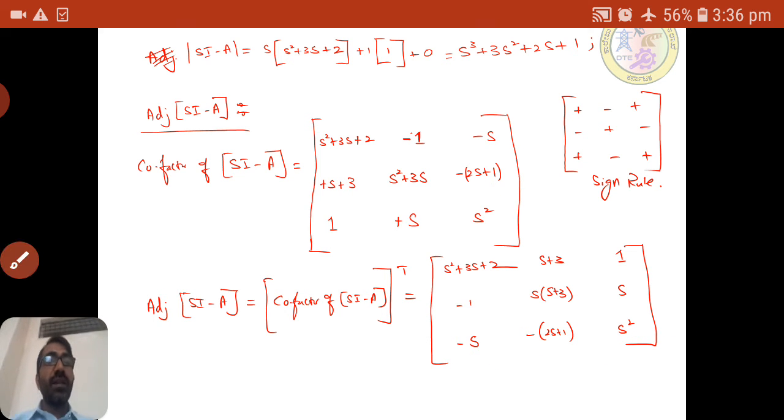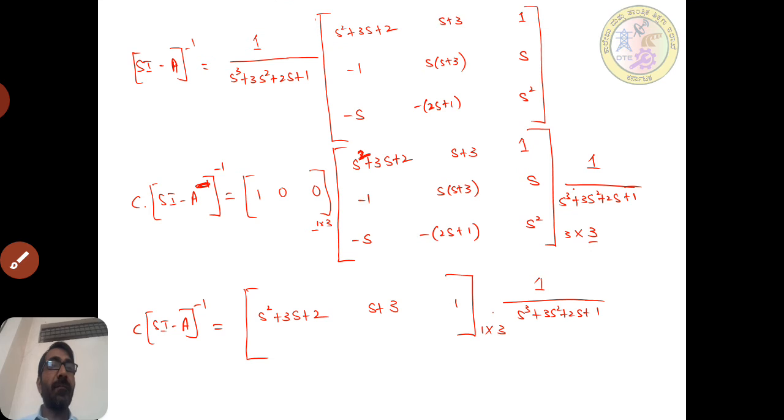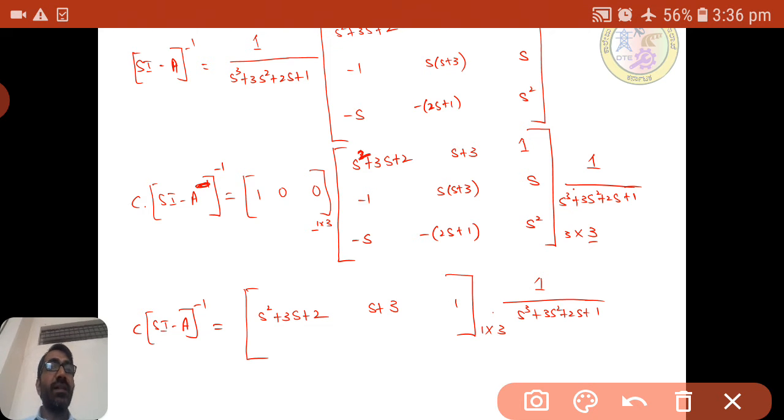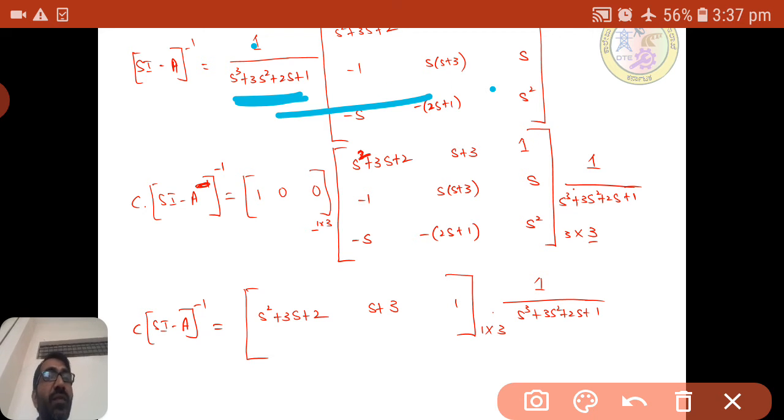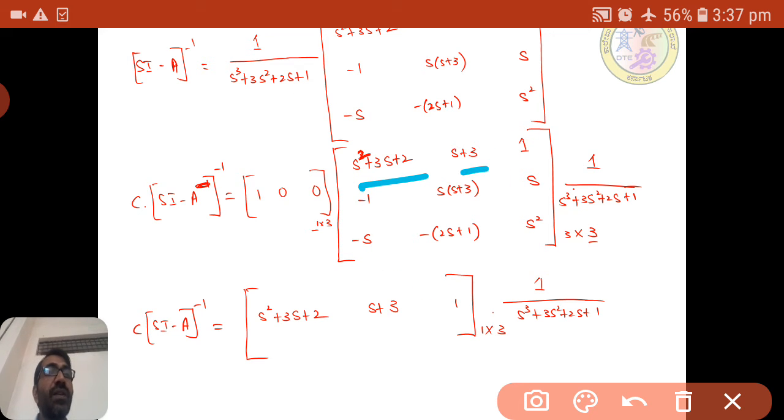So once we get the adjoint of sI minus A, then the inverse of that, sI minus A inverse, is equal to adjoint of sI minus A divided by the determinant. We know this is the adjoint of sI minus A, and this is the determinant. If you multiply this one with this term, you will get this term here, that is s square plus 3s plus 2, s plus 3, 1 as s square.